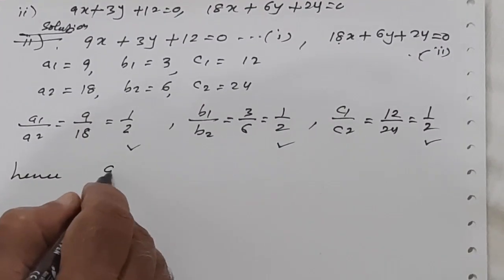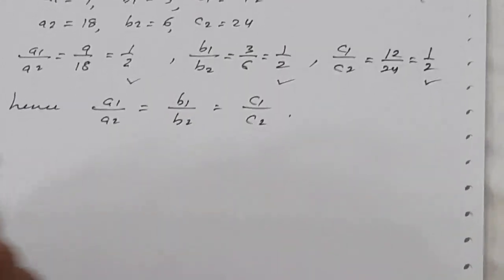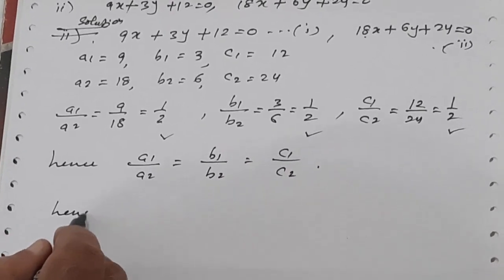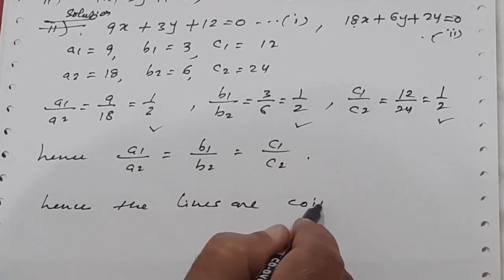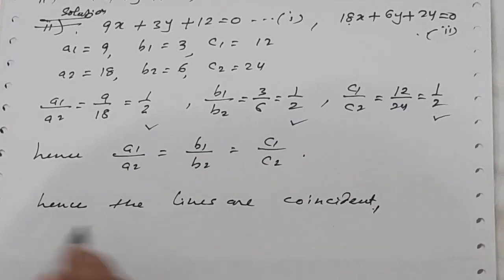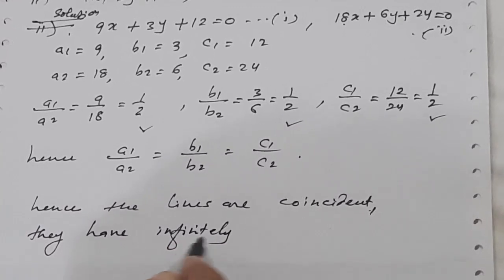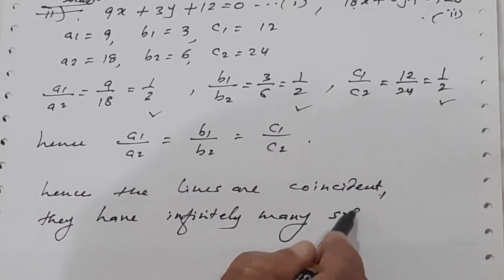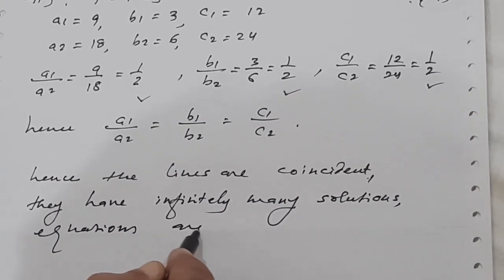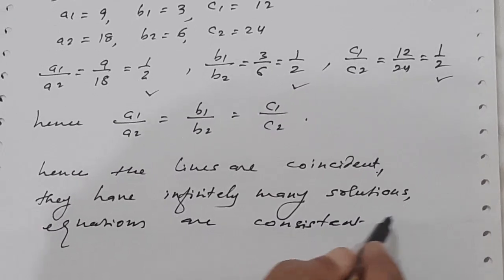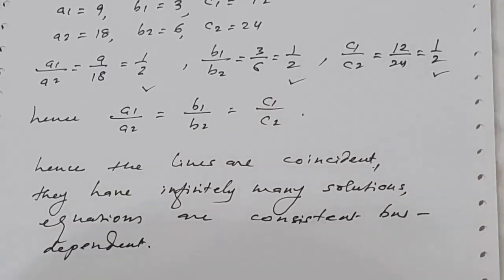Hence, A1 upon A2 is equal to B1 upon B2 is equal to C1 upon C2. All the three ratios are equal. Hence, the lines are coincident. And they have infinitely many solutions. This is the condition number 2. Infinitely many solutions. Equations are consistent but dependent. Now example number 3.